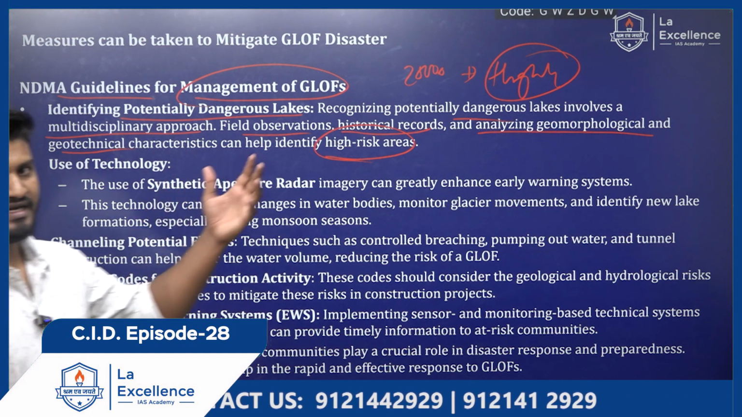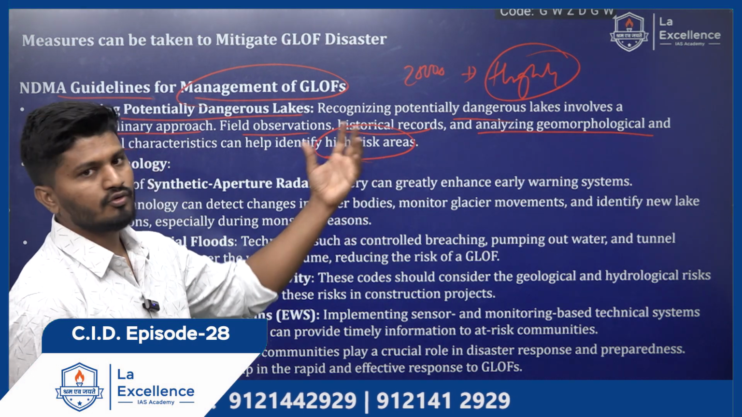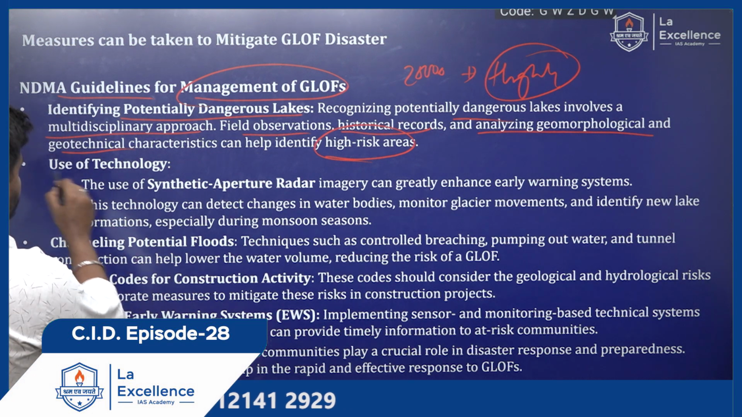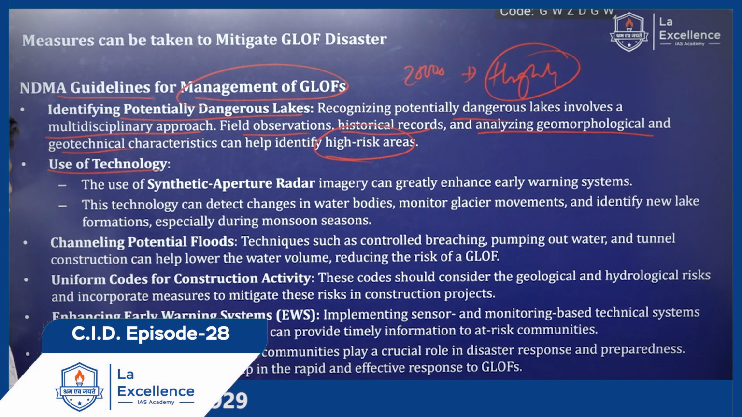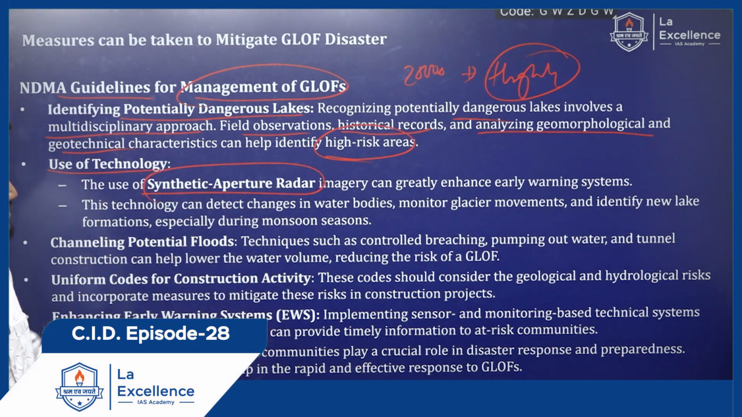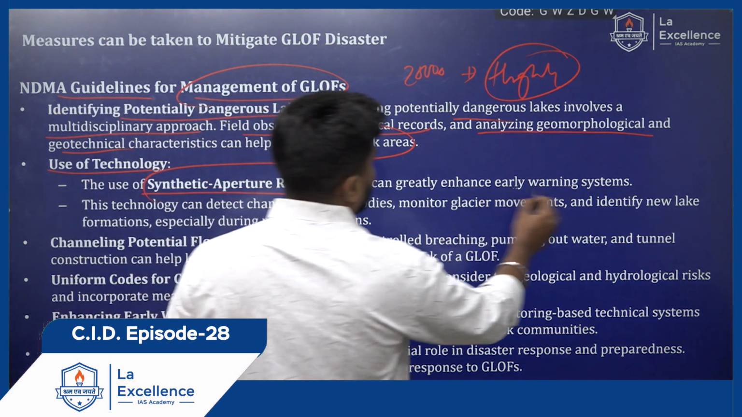Now we have identified the dangerous lakes. What do we have to do? How do you mitigate the potential risk from that? For that, we have to use technology. With the use of technology, there is synthetic aperture radar. It is a radar which will help in enhancing the early warning systems.